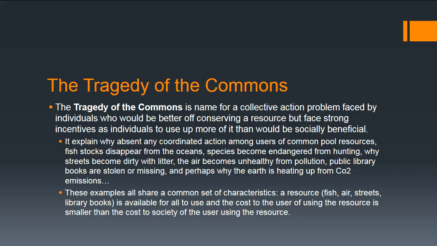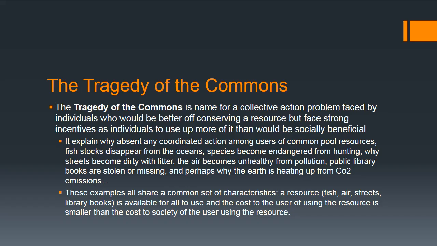So we have individuals who would be better off as a group conserving a resource, but face strong incentives as individuals to use up more of that resource than would be socially beneficial, and in the really bad cases, they use it to the point where they destroy the resource itself and its capacity to renew itself. So in the case of fish stocks or oyster stocks, in some cases, or endangered species, in some cases, the species and the renewable resource disappears before it can be saved.